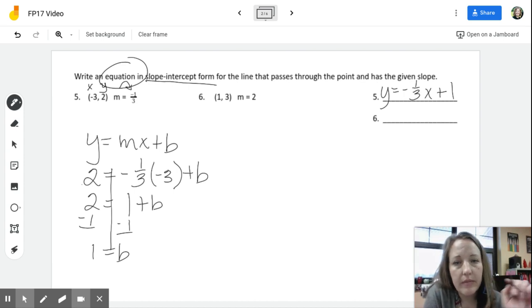Okay. Algebra 1, you're learning how to do that a different way.